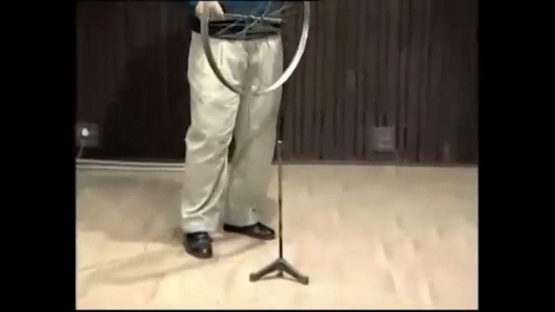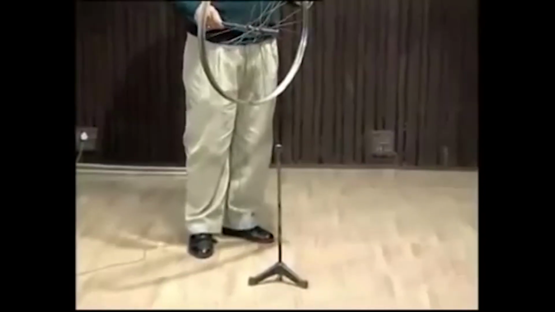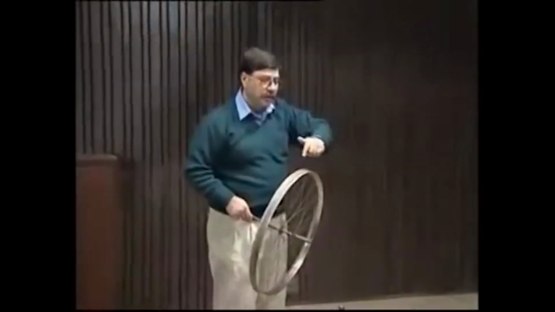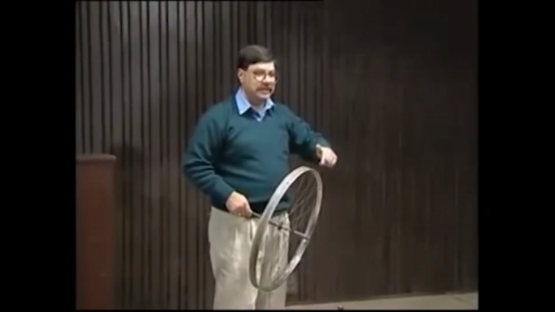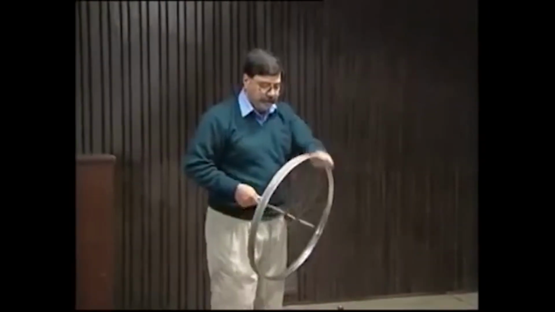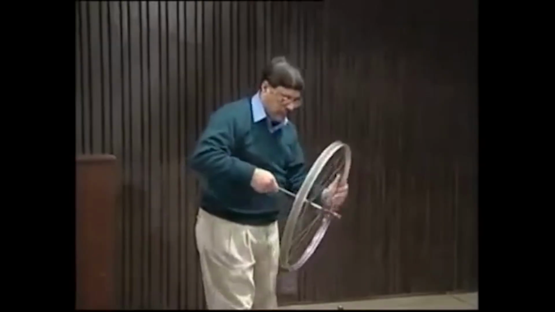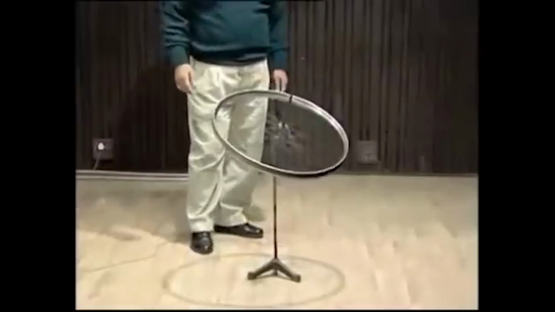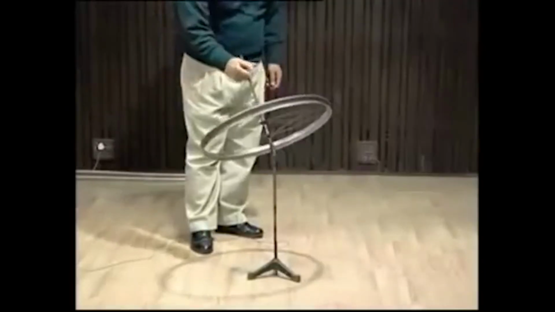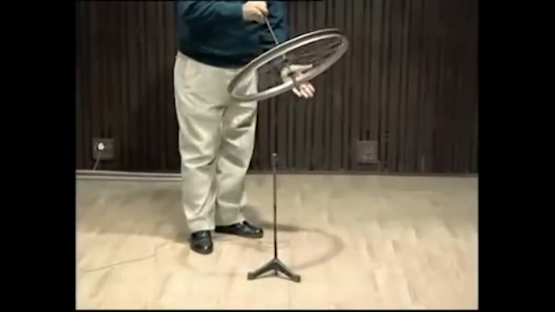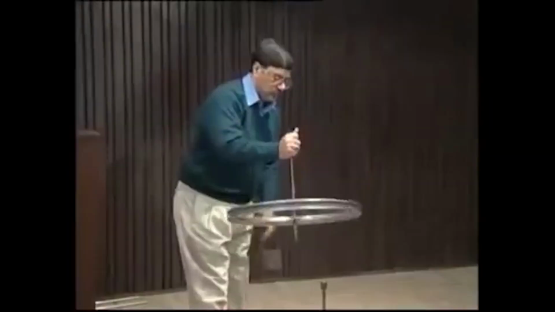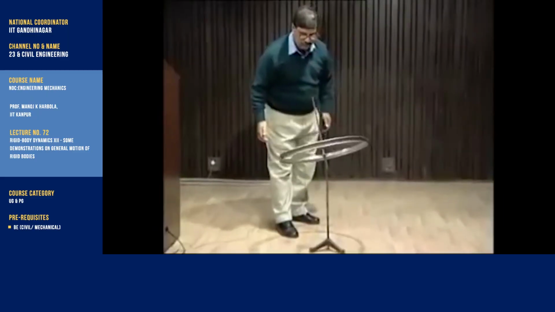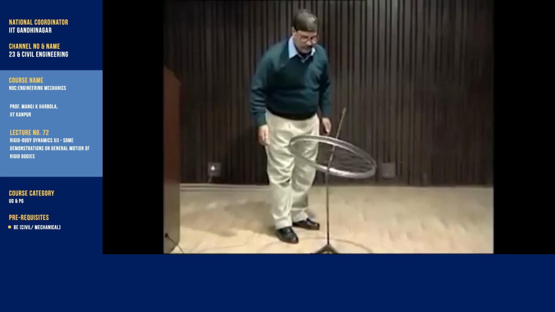So what we observe is that when a rotation is given, instead of falling down, this starts going around like this, and this is known as precession. If I make it go faster, it goes around slower. If I let it go slow, then it goes around very fast. Slower it gets, faster it goes.